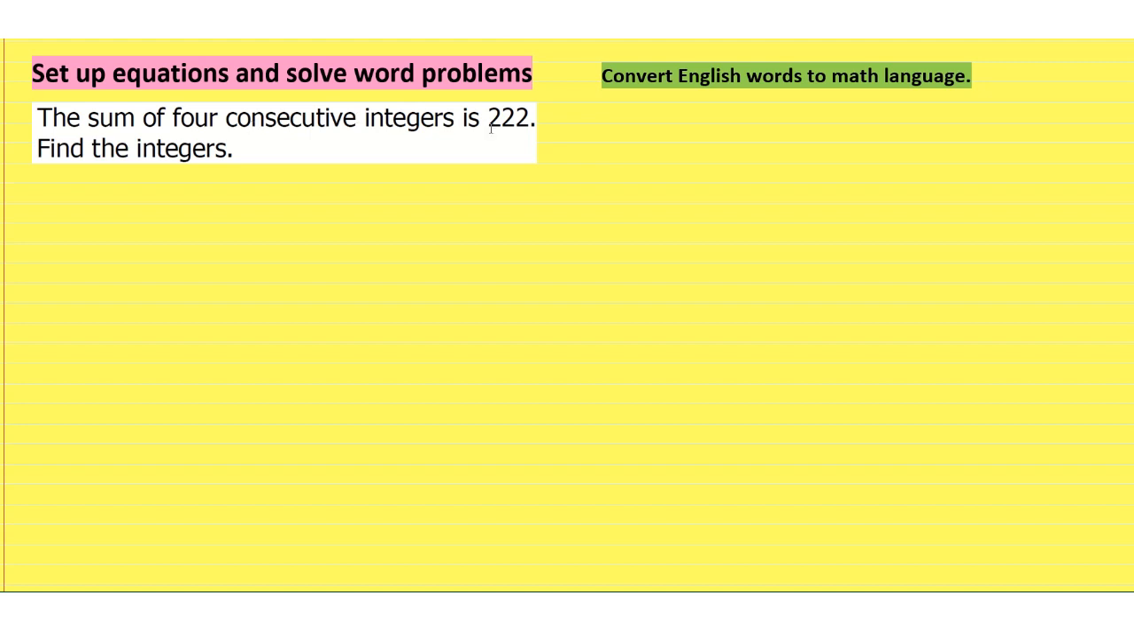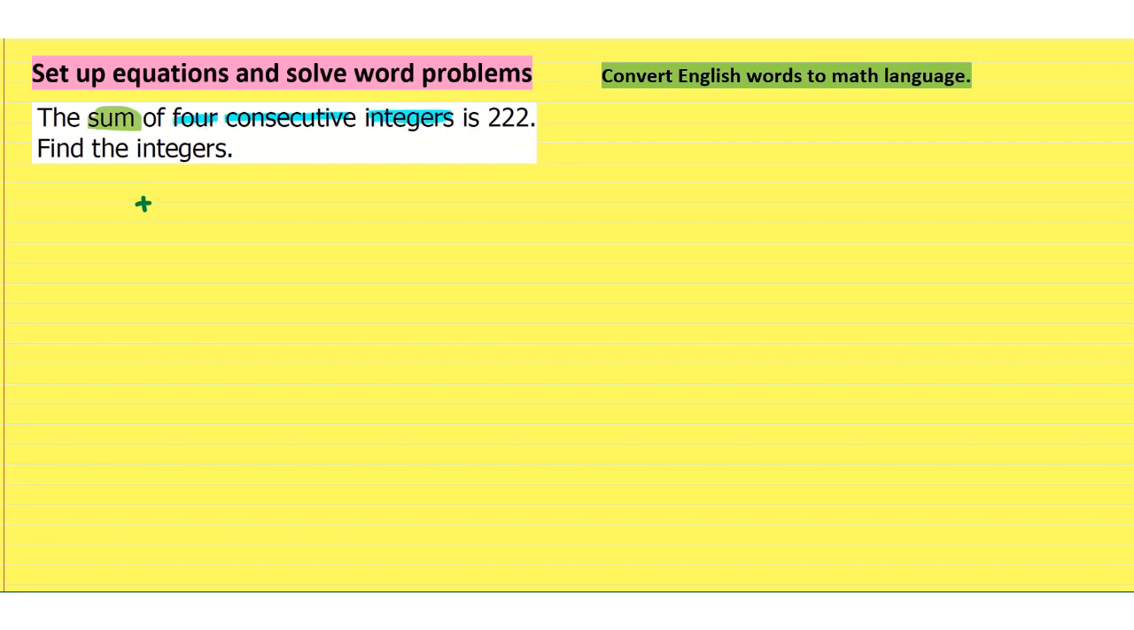The first thing we're going to do though is convert the English words to math language. We need to understand what all the parts of this word problem mean. So sum means plus, right? So we're going to have the sum of something. So it says the sum of 4 consecutive integers.